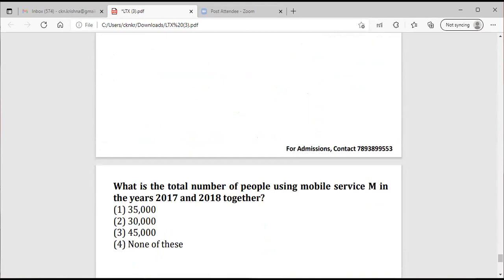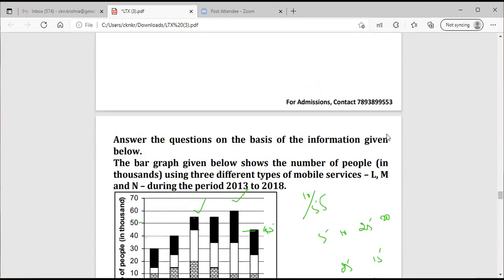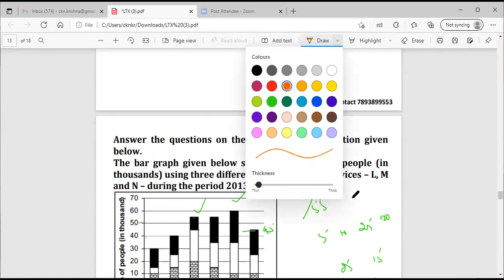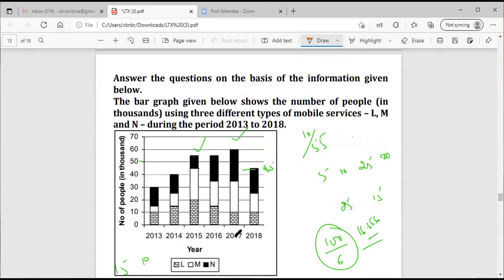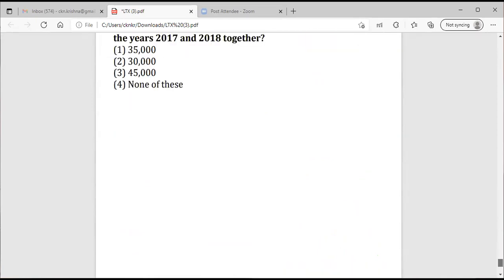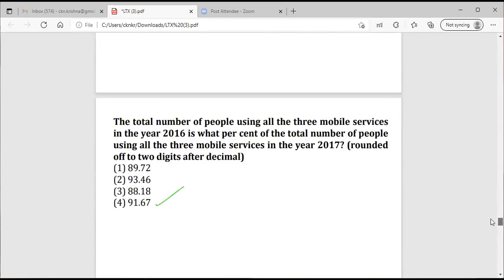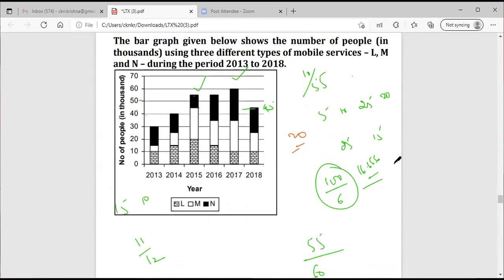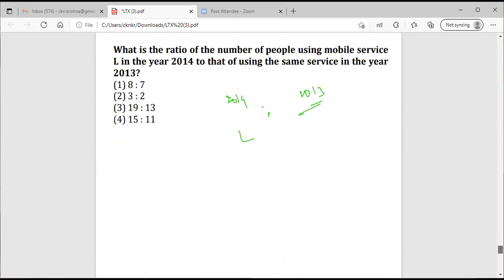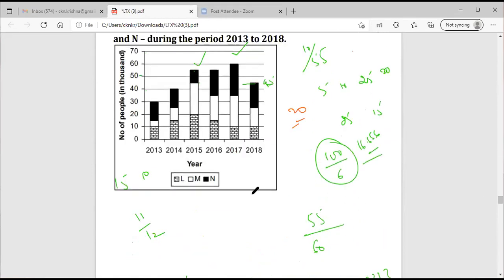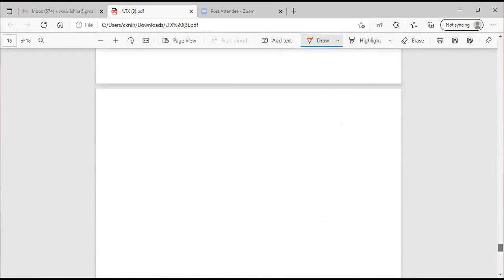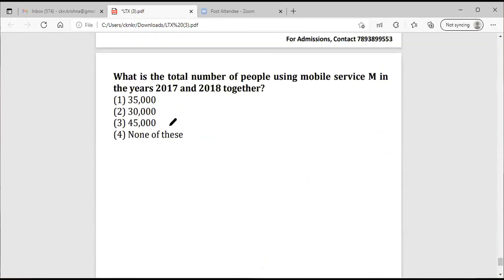Last question in this. What is the total number of people using mobile services M in the year 17 and 18 put together? M value in 17 and 18 put together. In 17 and 18 put together. 10 plus 10, 20. Numbers are in thousands. Right? 17 and 18. Okay, clear? M. Had it been M value, you can always understand the middle one. This is 10 se leke 35, 25. This is from 10 till 25, 15. Put together 40. So the numbers are 40,000. Option none of these.